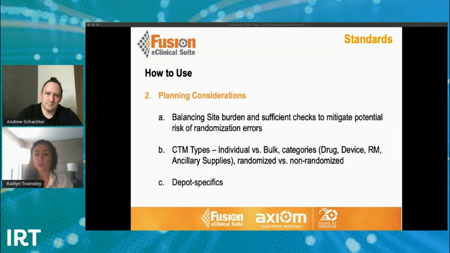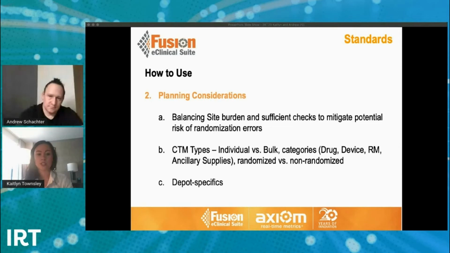We also want to make sure that when we're developing the standards and using them, that it makes sense. Yes, there is a great way that we can do it on the RTSM side, but we want to make sure we're balancing all of the different components. So we want to look at balancing site burden and sufficient checks to mitigate potential randomization errors. So we want to make sure sites are doing enough data entry to make the subjects eligible, but not so much data entry that it gets too hard for them to randomize a subject on site because they have to have the patient sit there for half an hour while they do data entry.